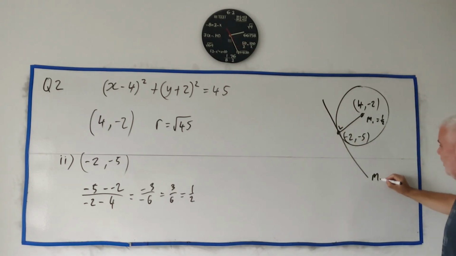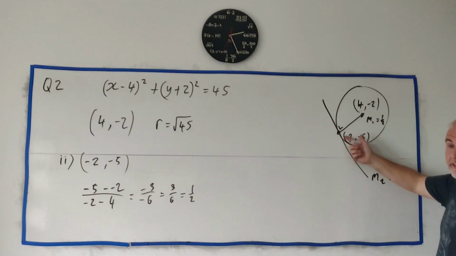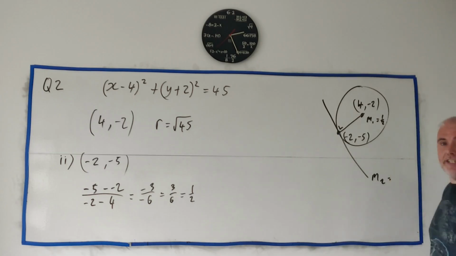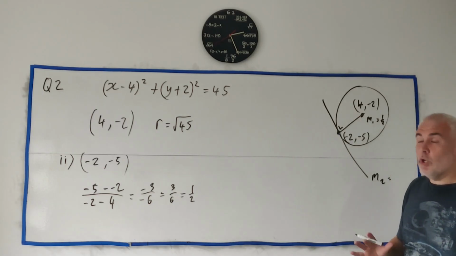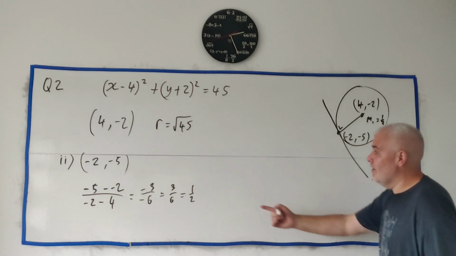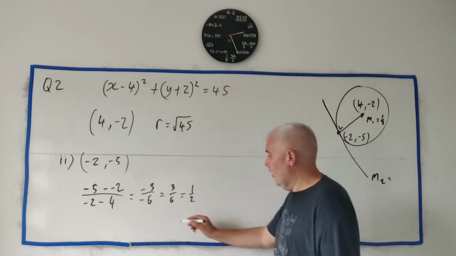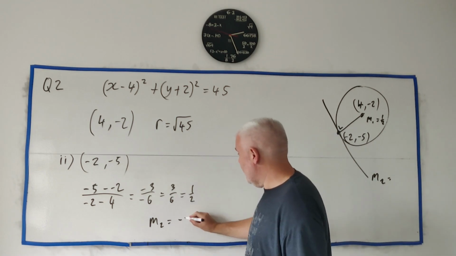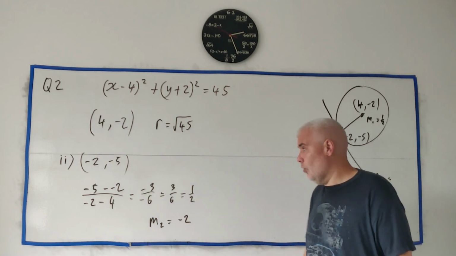What's the slope of this guy here? M2. It's perpendicular to this one. So we know whatever this slope is, multiplied by a half is equal to minus 1. Or the much more common way to say that is flip it upside down and change the sign. So the slope we're looking for, you don't have to have called it M2 obviously, is minus 2. That's the slope we're looking for.